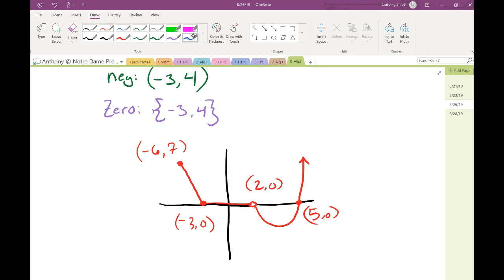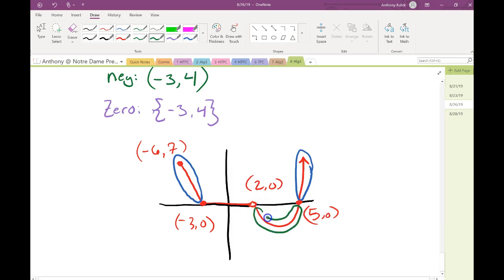Okay, how many positive parts do we see? I see 2. So one at the very beginning, and then another at the very end. How many negative parts? 1, just this piece right here. How many 0 parts? 2. There's this part here, and that part there.